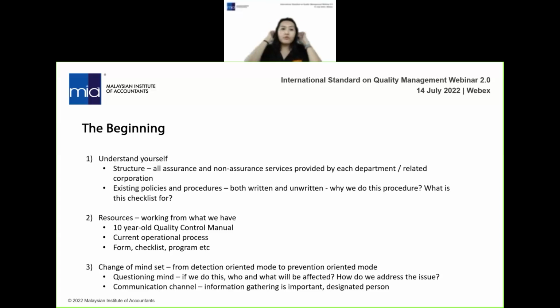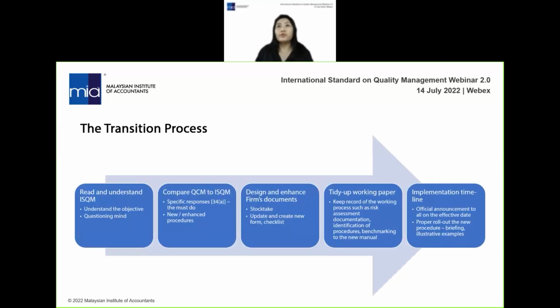So to go through the transition process with you, right? When you are to work on this, the first thing is, of course, you have to read ISQM, right? Whether you like it or not. Yes, it is very long and it is very tedious. So maybe when you look at it, in 3 minutes you can fall asleep. But anyway, you still have to read it, and you have to read it entirely.